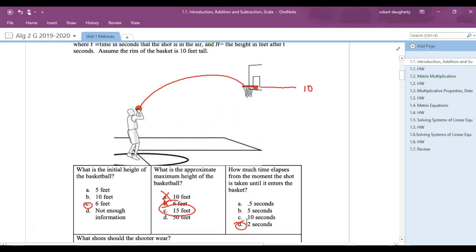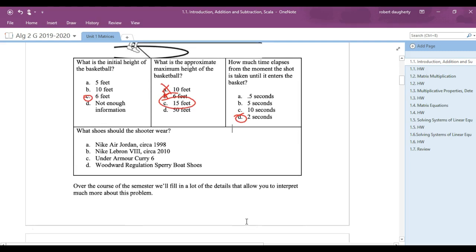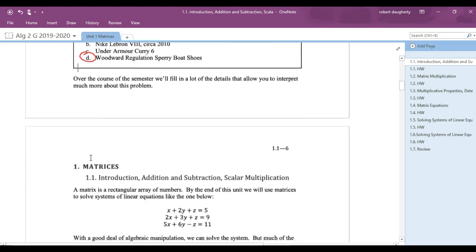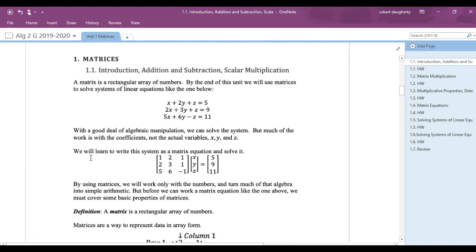The next one, by the end of the semester, I don't know that there's any math for this one. What do you think the shooter should wear? There we go. Somebody must think it's extra credit if they give me the Woodward regulation Sperrys. But anyway, this question has no correct answer. It's just there for humor. So anyway, I showed this problem at the beginning of the semester because this is where we're headed. It'll be November, December before we get really deep into this problem. By the time we get there, you'll have more skills about how to answer that exactly.